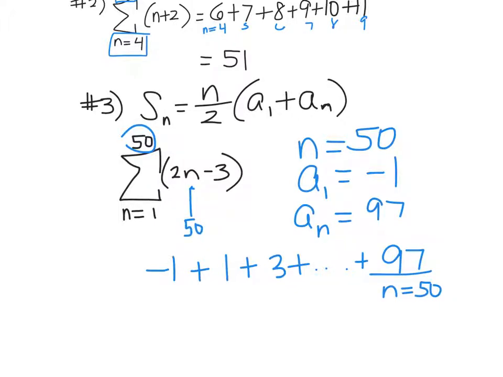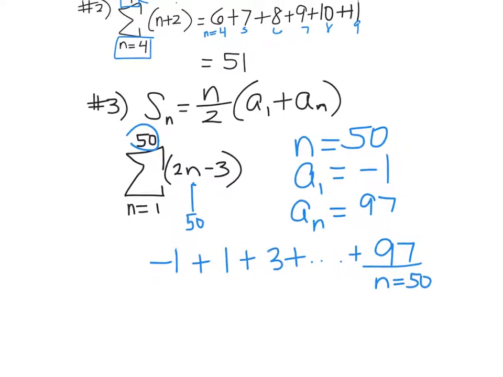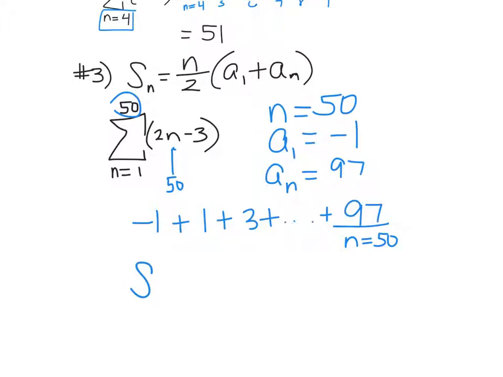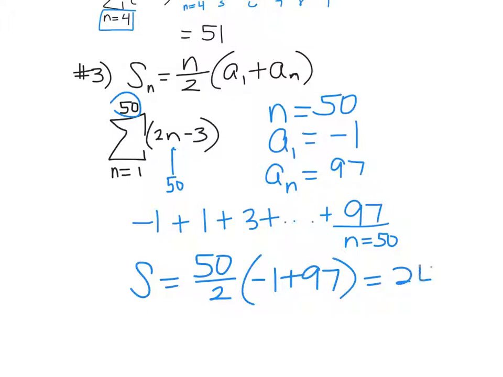So you're going to plug in 1 to get the first term. You'll plug in 50 to get the last term. And then there's 50 numbers. So now let's go ahead and put this into our sum formula. So the sum of these numbers would be 50 over 2, first number plus the last number. What do we get? We get 25 times 96, 2,400. There you go. Pretty good, right?